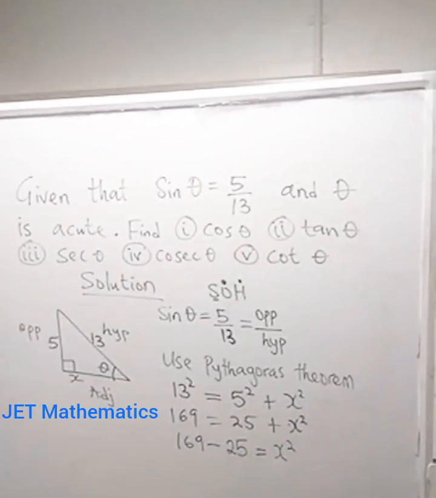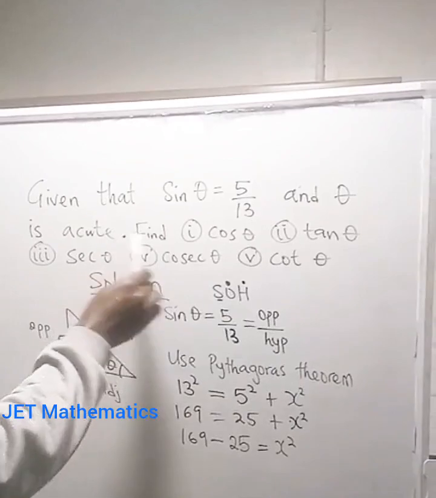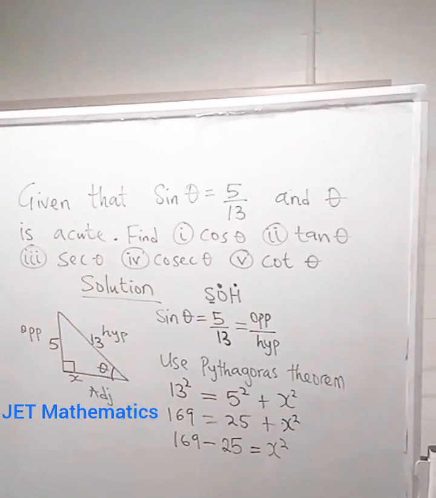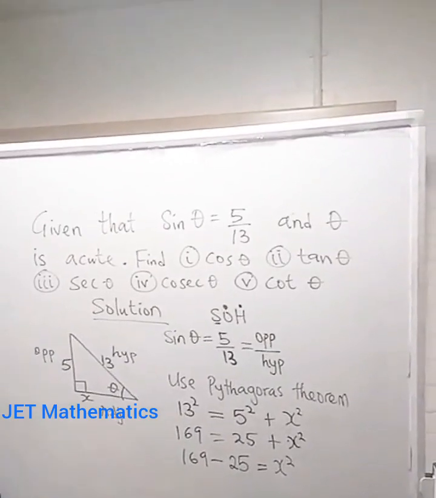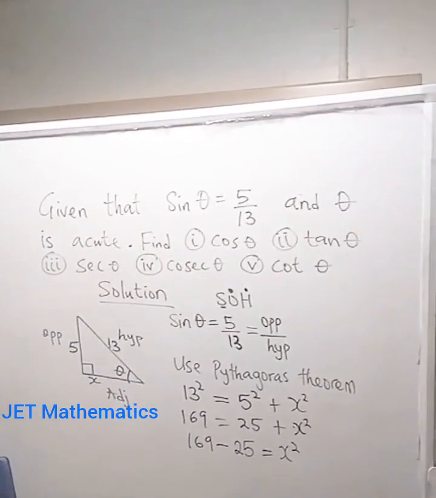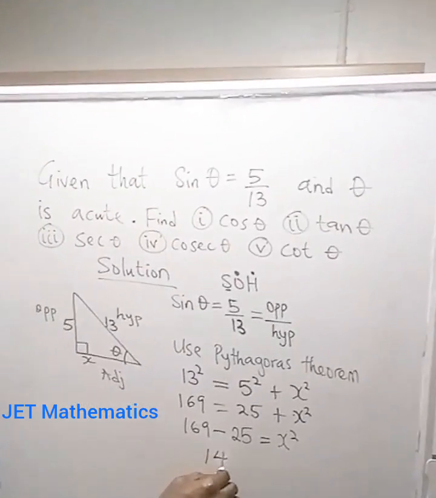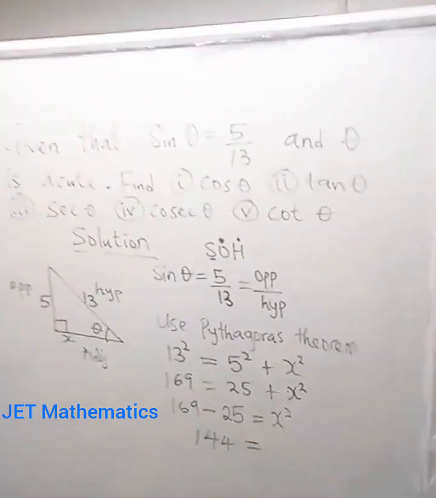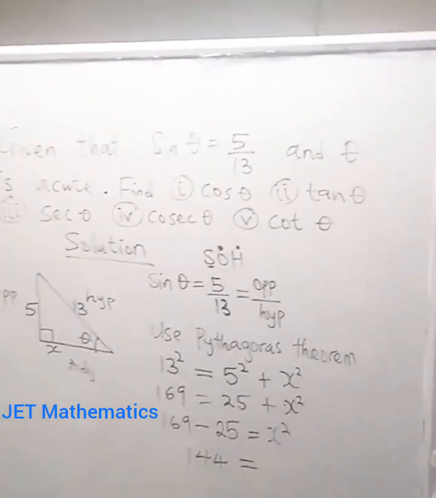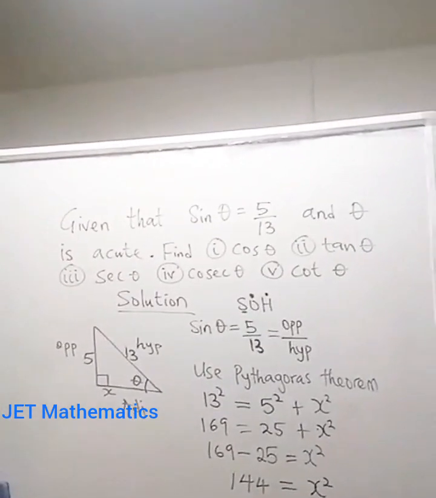Okay? So our job now is to get the adjacent, and then we can start solving all these questions. So this minus this gives us 144, which is equal to x squared. All right?